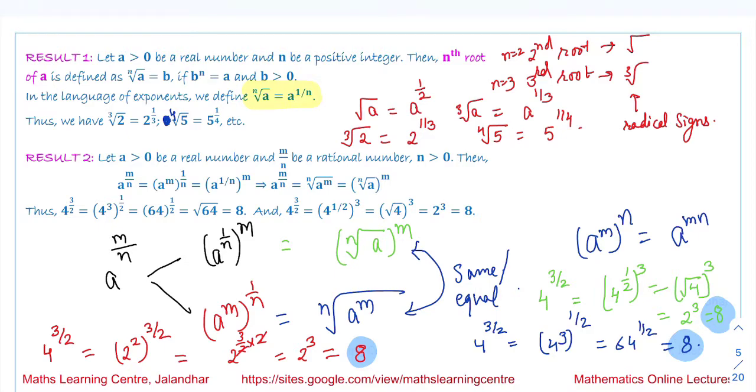So if in some question you have a number of the form 4 raised to the power 3 by 2, you can use any one of these 3 methods to find its value. You should know that the value of 4 raised to the power 3 by 2 is 8. You can calculate it using any of these 3 methods.